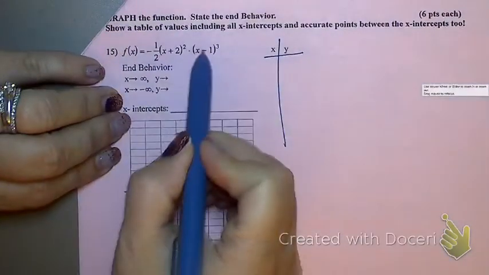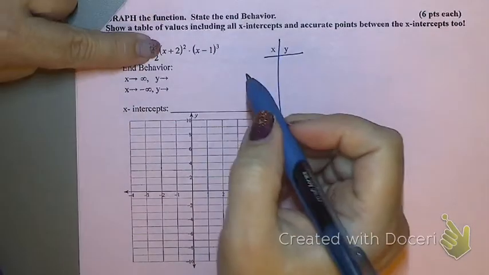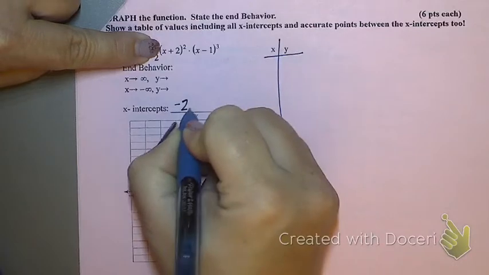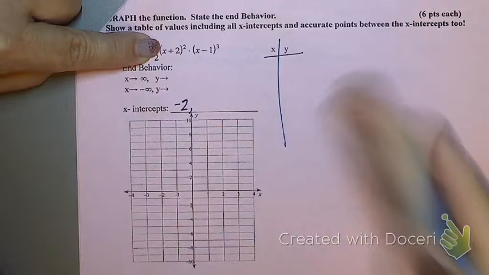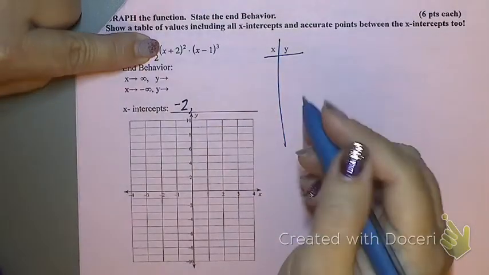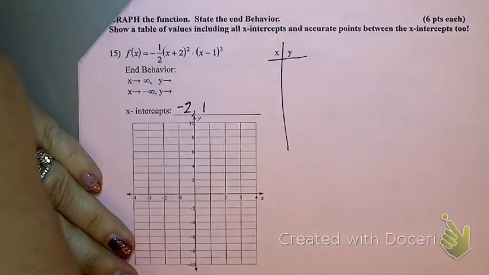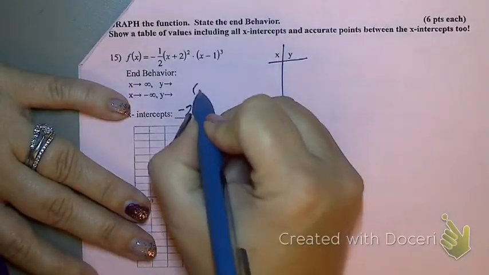Okay, so we have something in intercept form, yes? Okay, so what are my x-intercepts? From here I get x equals -2. Don't worry about the multiplicity. I'm just worrying about where are the x-intercepts. Okay, and here we have what? 1. You could write it like that. You could write it like this.